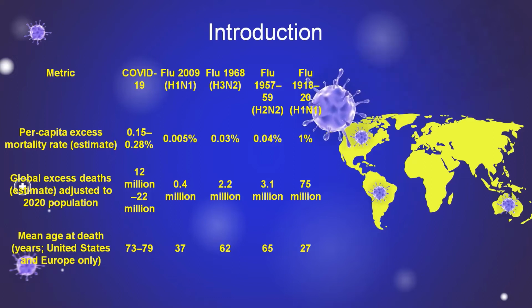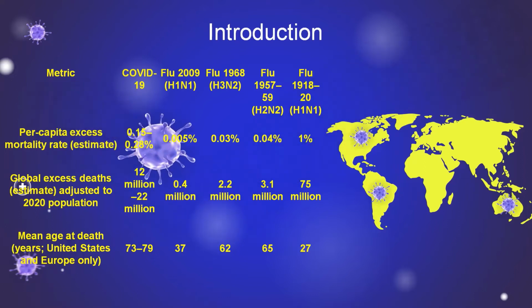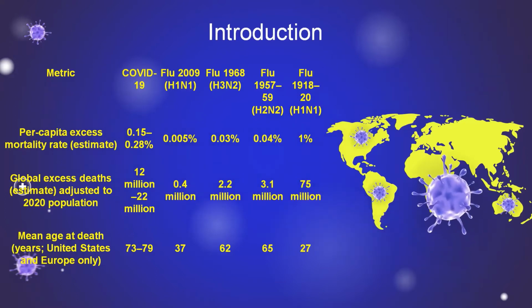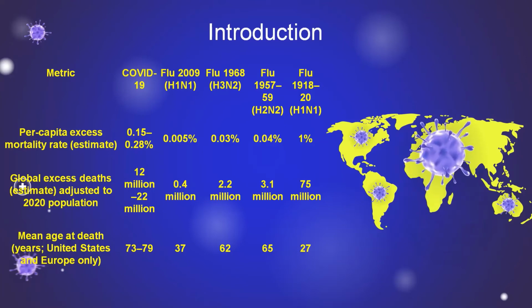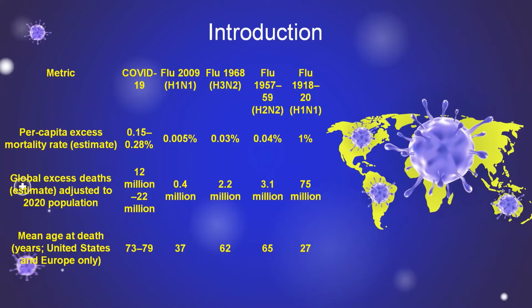To start off, COVID-19 is considered to have a high mortality rate, ranging from 0.15 to 0.28, which is the highest mortality rate since the 1957 H2N2 flu. The highest one was the 1918 H1N1 flu.